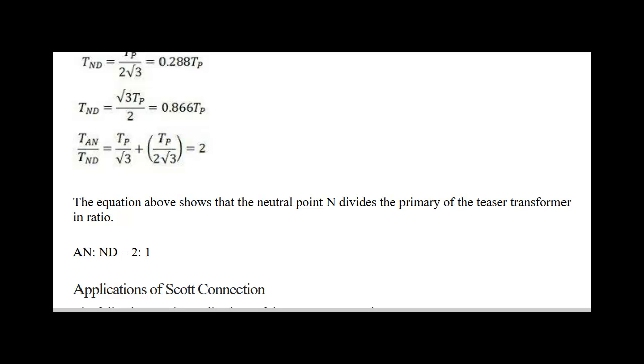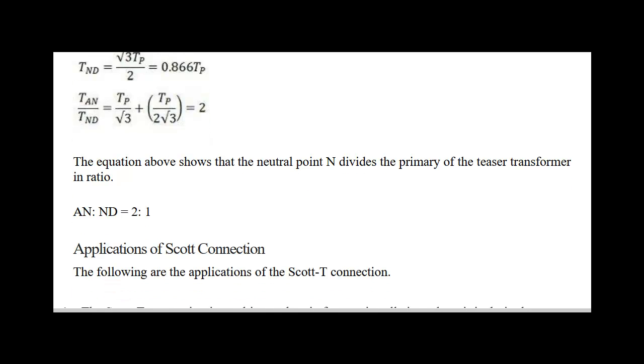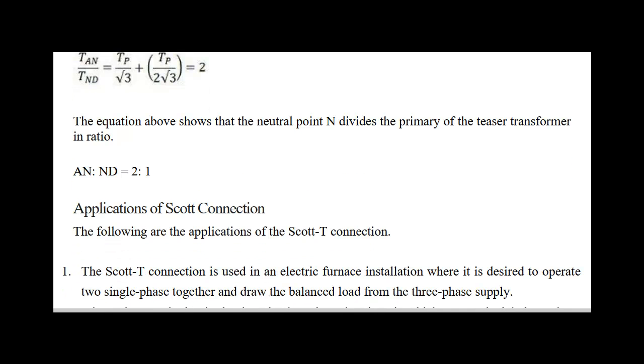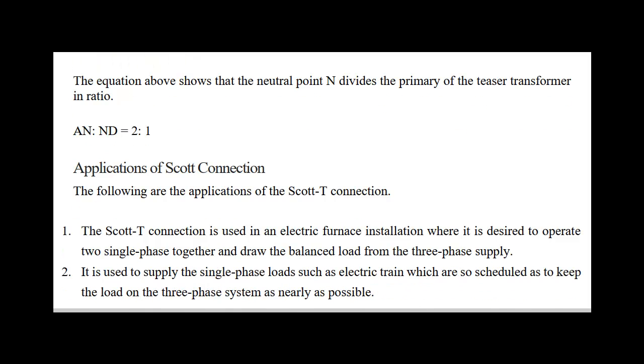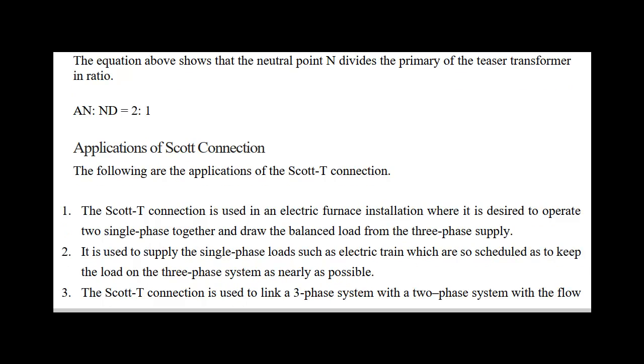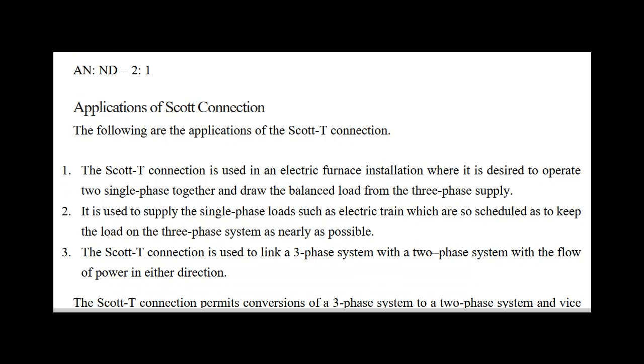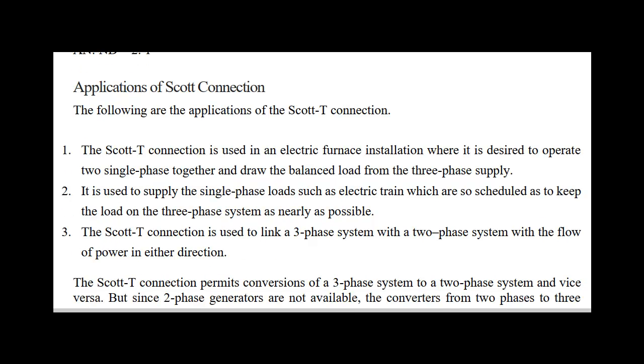Now the applications of Scott connections. The following are the applications of Scott-T connections. The Scott-T connection is used in electric furnace installations where it is desired to operate two single-phase furnaces together and draw a balanced load from the three-phase supply. It is used to supply single-phase loads such as electric trains, which are so scheduled as to keep the load on the three-phase system as nearly balanced as possible.